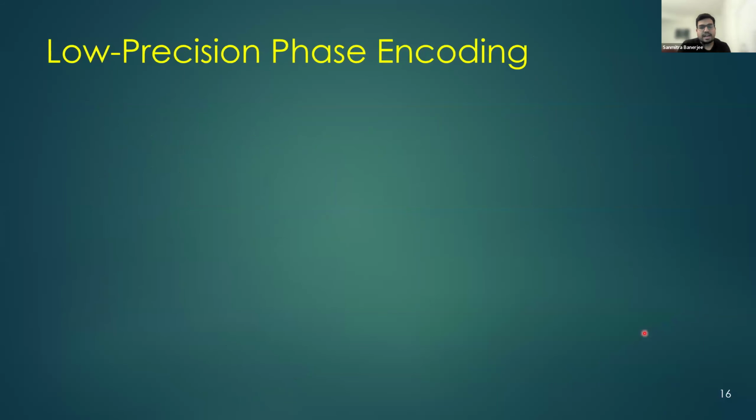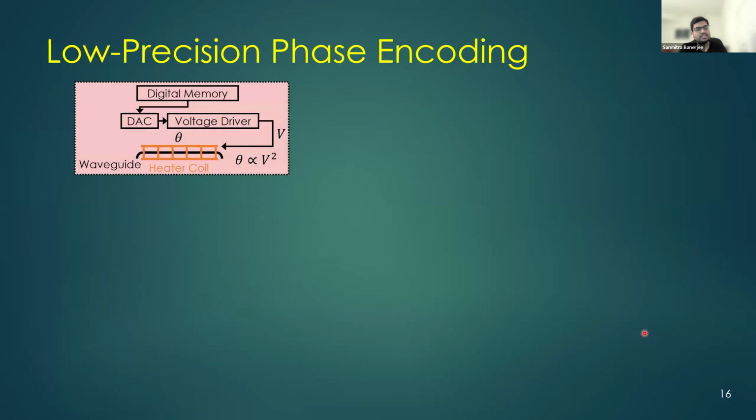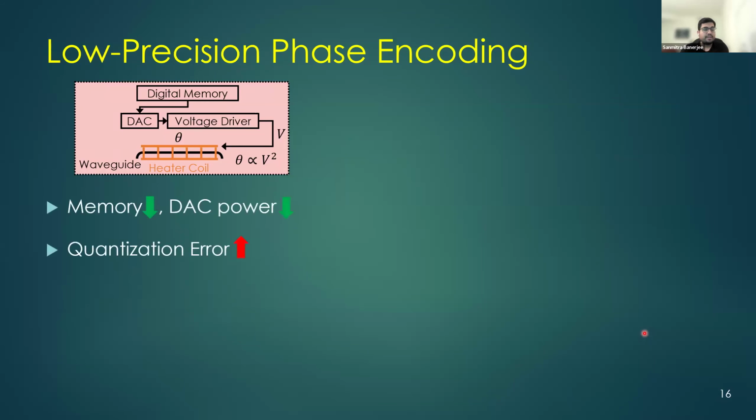Finally, we'll look at the last imperfection, which is the low precision phase encoding. Recall that initially our weights are stored in the memory, which are converted using a DAC to analog inputs for the voltage driver, and finally the voltage is converted to the phase. The phase change due to the heater coil is directly proportional to the square of the voltage output. If we do low precision encoding, that will help in reducing our memory overhead and the DAC power, but that will lead to a higher quantization error.